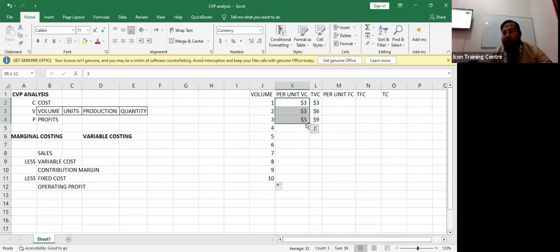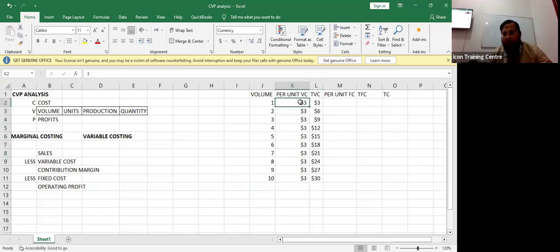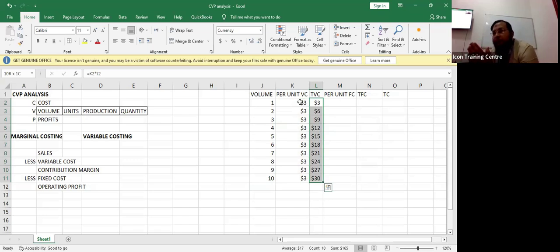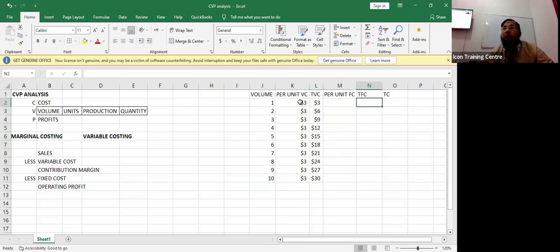And you know, for every single unit, the variable cost per unit remains the same, but the total variable cost will be different. So you might be noticing your per unit variable cost remains the same, but your total variable cost is increasing. Very simple, right? Per unit variable cost remains the same, but total variable cost increases. Simple, no difficulty.